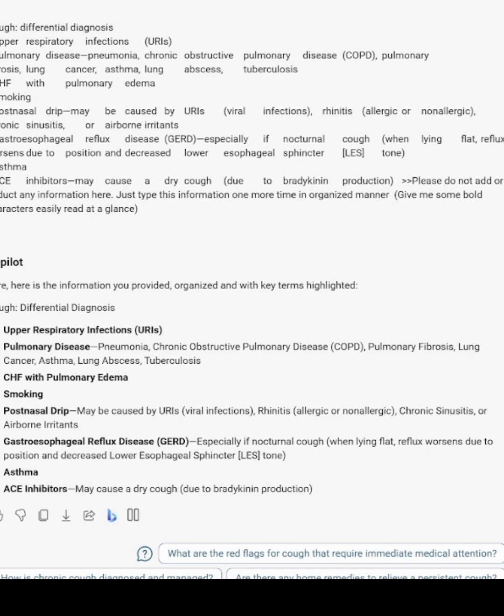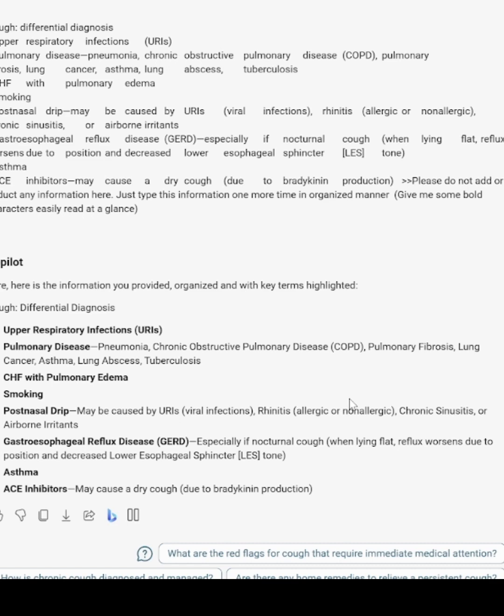Cough, differential diagnosis. Upper respiratory infections, URIs. Pulmonary disease: pneumonia, chronic obstructive pulmonary disease, COPD, pulmonary fibrosis, lung cancer, asthma, lung abscess, tuberculosis. CHF with pulmonary edema. Smoking. Postnasal drip may be caused by URIs, viral infections, rhinitis, allergic or non-allergic, chronic sinusitis, or airborne irritants.